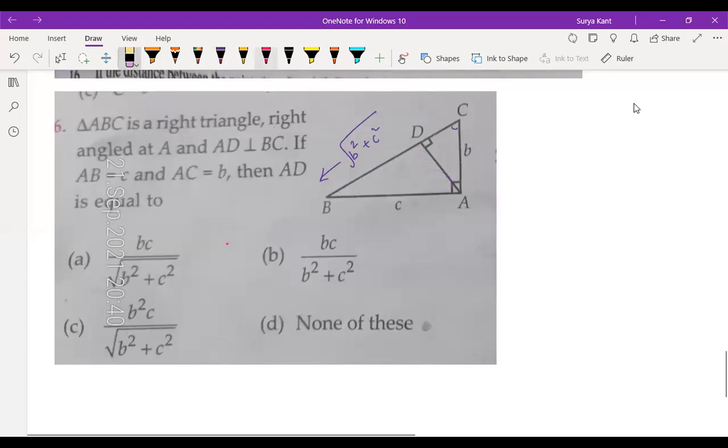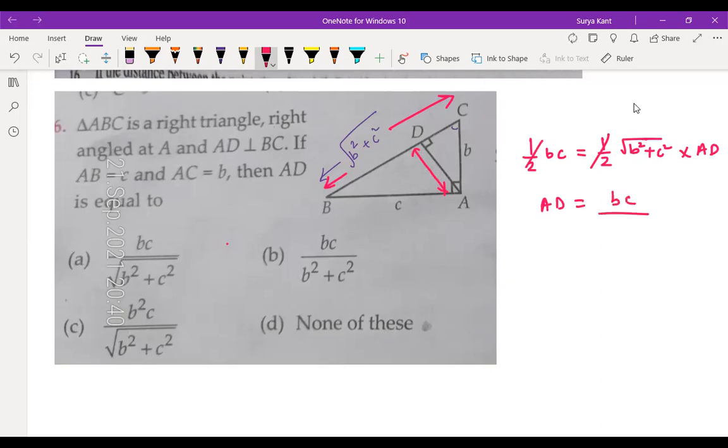This BC we got to know. BC is root over B square plus C square. We can use the 6.8 or 6.9 theorem, 6.7, 6.8, 6.9, these would be used. So here you should find the area of the triangle. Area of the triangle is half base into height, right? So half B into C is equal to half base, which is root over B square plus C square, and height is AD. So half cancelled. AD is equal to BC divided by root over B square plus C square. Answer is this one.